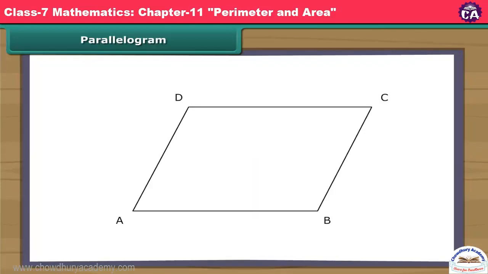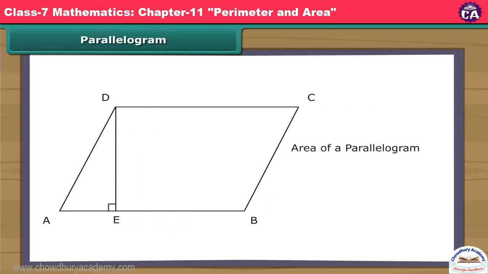Parallelogram. Students, see the following figure. Can you name the figure? It is a parallelogram. A parallelogram is a four-sided closed figure having opposite sides parallel to each other. Can we find the area of this figure? Yes, by using the formula for the area of parallelogram. For this, you require the measures of base and distance between corresponding parallel sides. Area of a parallelogram is the product of its base and the distance between the parallel sides, that is, height of parallelogram.